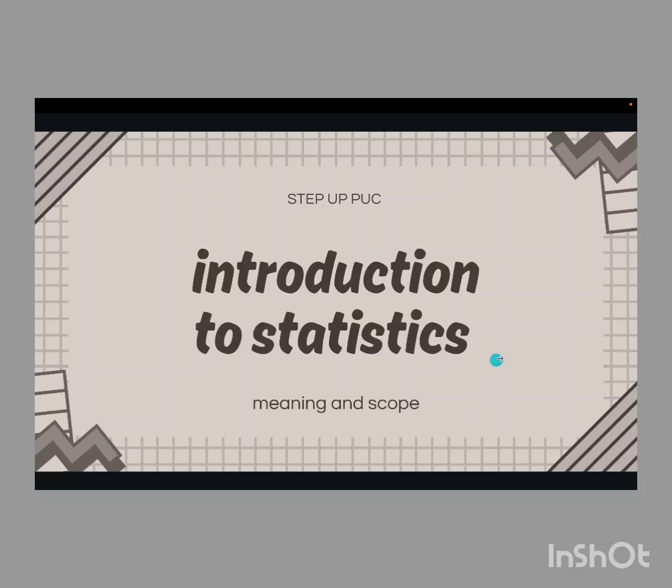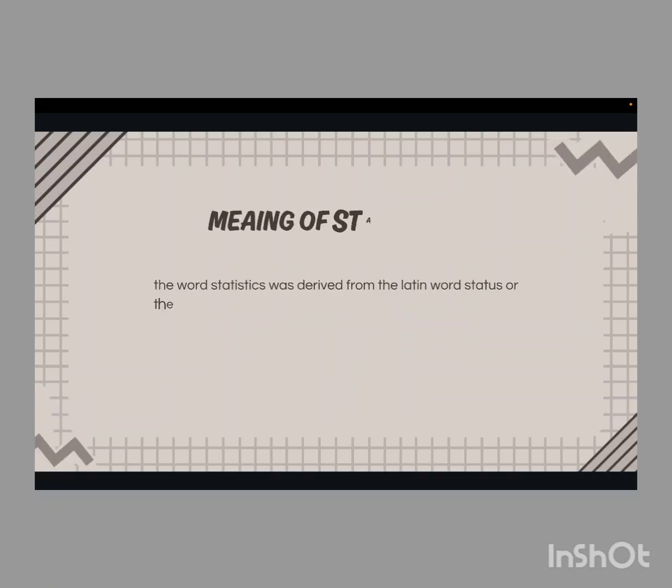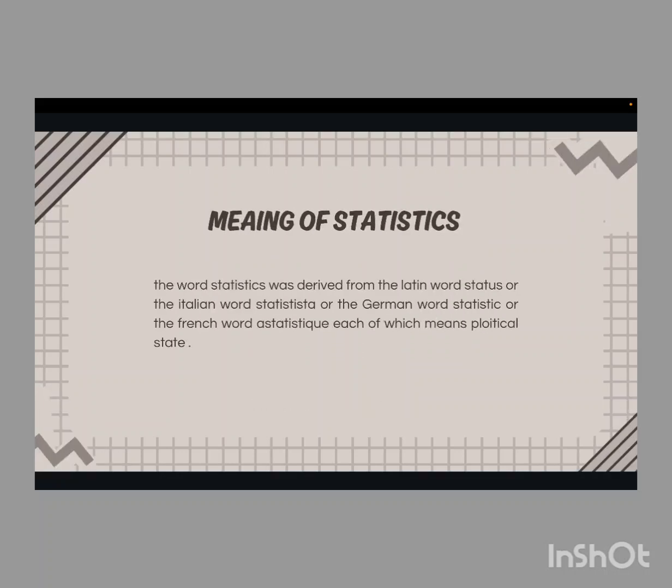Today, the first chapter that we'll be covering will be Introduction to Statistics, Meaning and Scope. So, what is statistics? The word statistics was derived from the Latin word status, or the Italian word statista, or the German word statistik, or the French word statistique. Each of which means a political state.